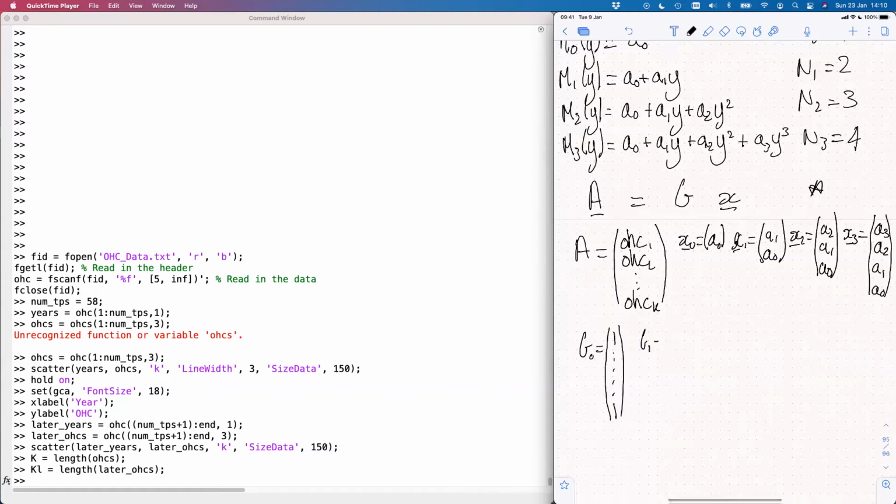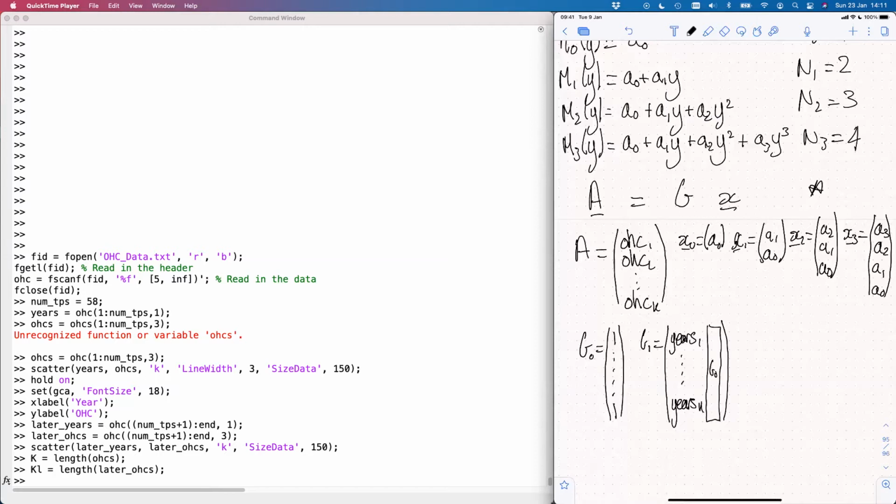G1 is equal to, so the coefficient of a1 in model 1 is just the years variable, Y. So I can write my design matrix for model 1 as the list of years 1 down to years K, followed by, actually I'm going to write it as a copy of G0, the matrix G0, which is just ones, of course, in this case.